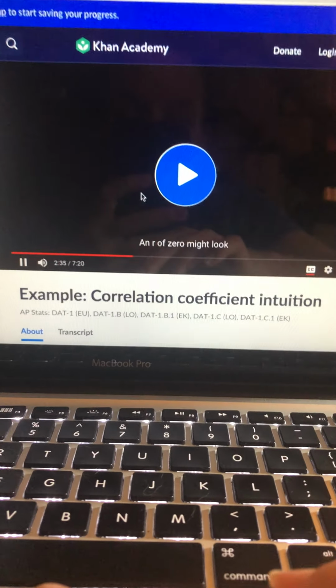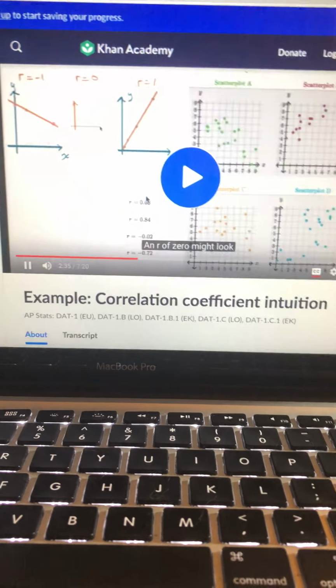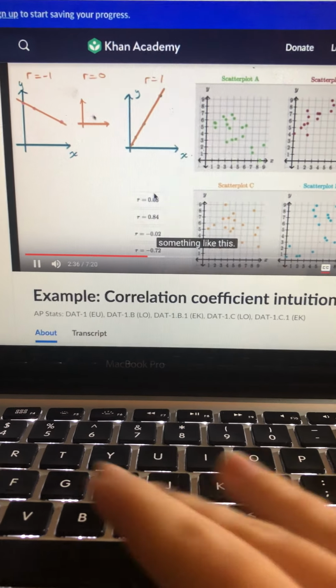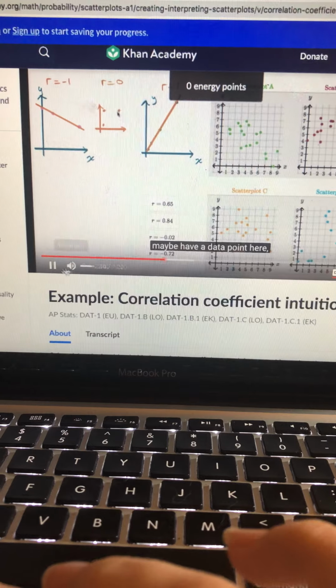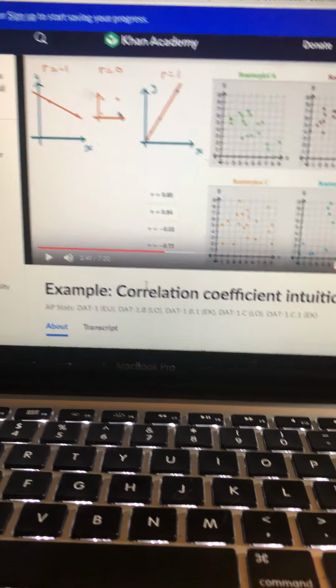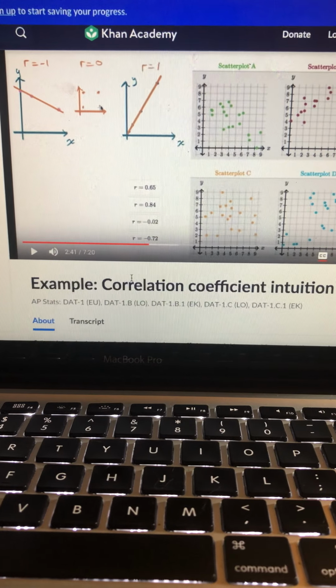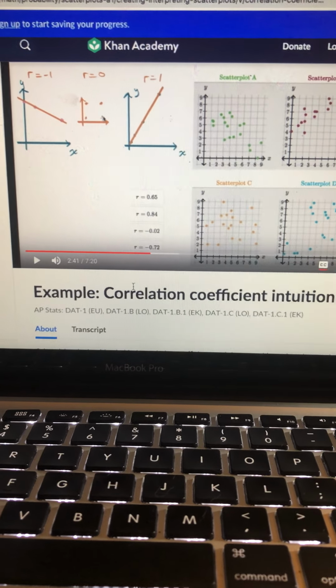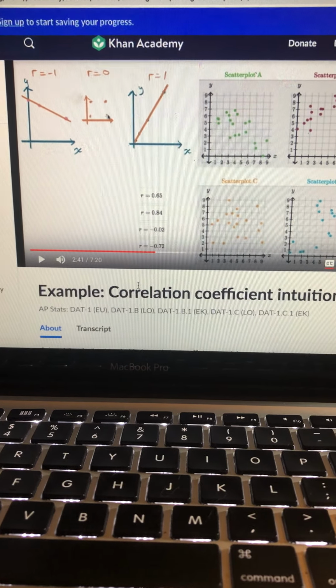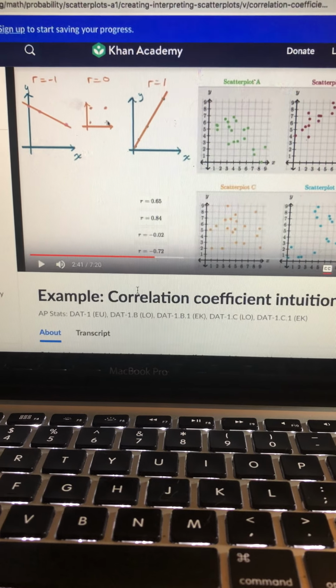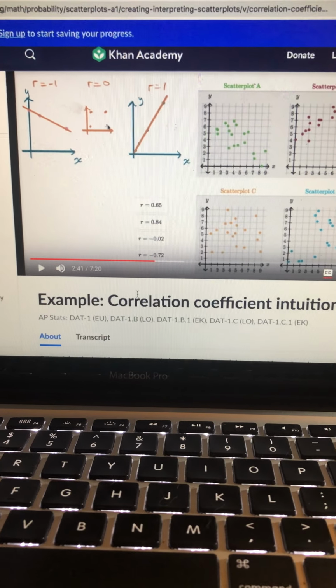Here is the Regents part of this. If you're in the Regents class, this is something that I would recommend. Maybe I have a data point here, maybe I have a data point here, maybe I have a data point here. Okay, so I would recommend going over this for your own benefit. We would be teaching this to you if we were in class right now. You use the graphing calculator to find your correlation coefficients.